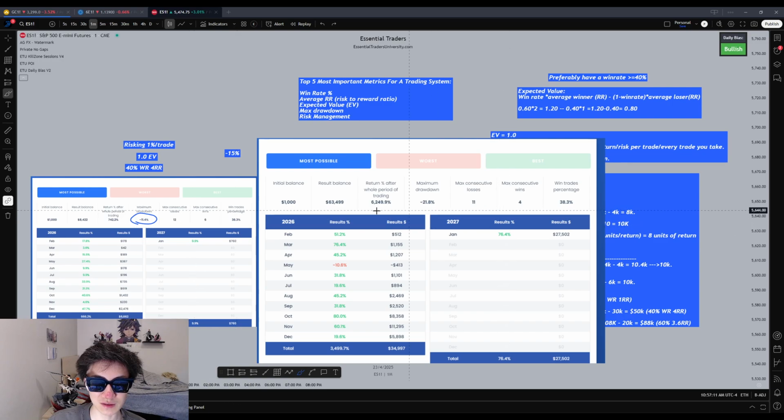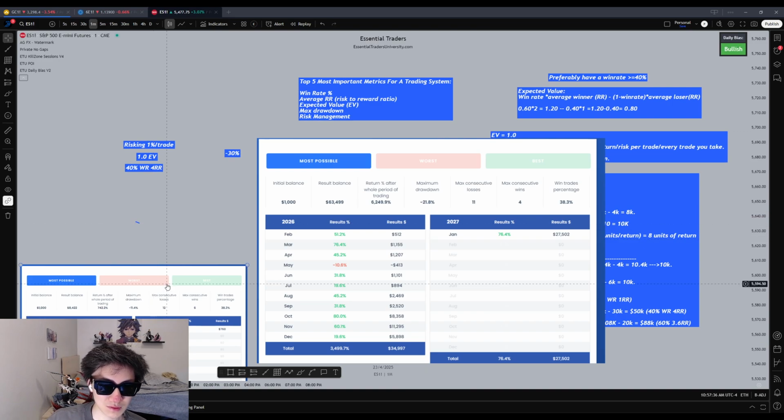But look at something that's important here. Your max consecutive losses does not change at all. That has no correlation to your risk percent per trade. Your risk percent per trade only affects basically the resulting balance and obviously return percent, duh, and max drawdown percent. So that's definitely something you want to keep in mind.